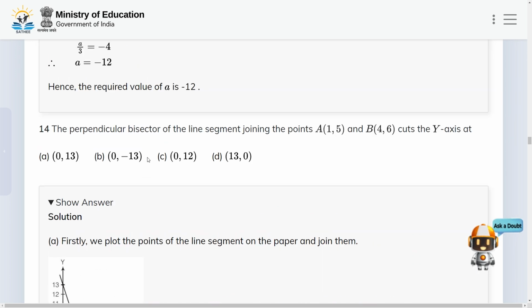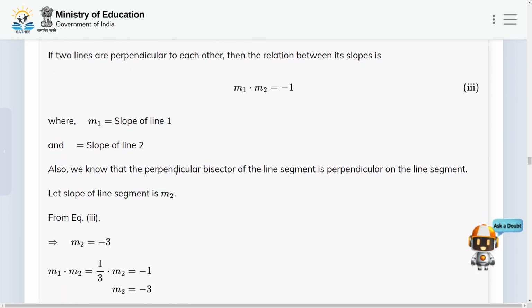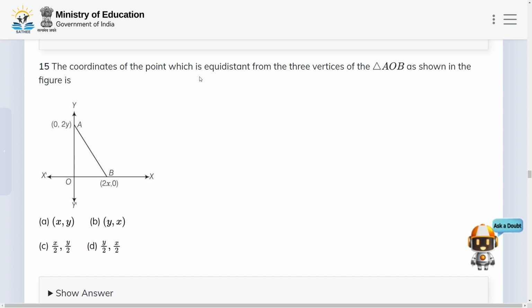So here the correct answer is option number A. And now let us move to question number 15. The coordinates of the point which is equidistant from the three vertices of the triangle AOB, as shown in the figure, is what? Here we have given the coordinates of A as 0 comma 2y and B as 2x comma 0.